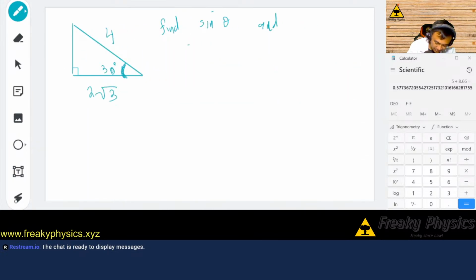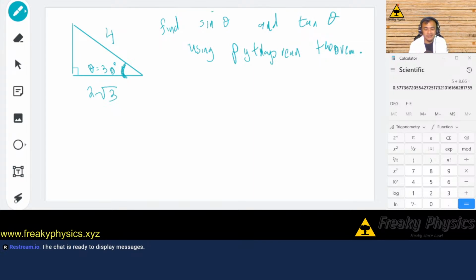Is this special angles, like the ones that don't have... I don't know. Okay, the special angles are basically, I'll just tell you what the values of the special angles are. 0, 30 degrees, 45 degrees, 60 degrees, and 90 degrees. So find sine theta and tangent theta. This is theta equals 30 degrees, yeah? Using the Pythagorean theorem for trigonometry. So no calculator here.